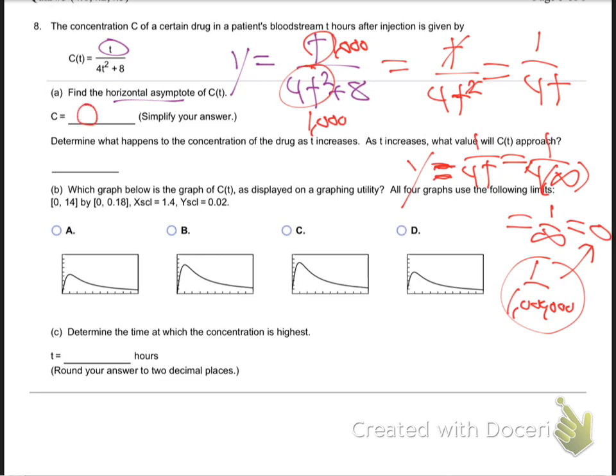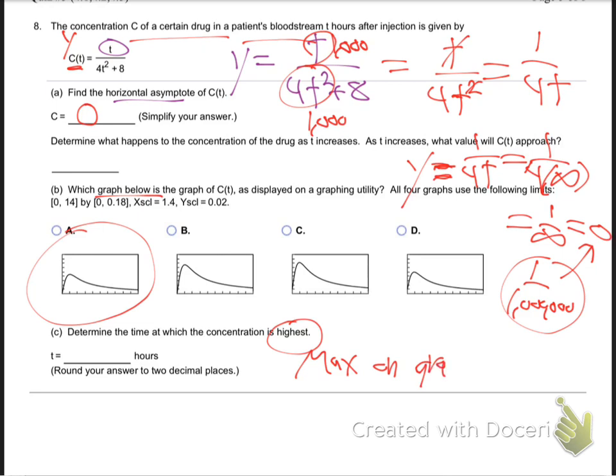C is my y, right? I called it y, but it's C. C is 0. That means the concentration of the drug in the patient's bloodstream will flatten out to 0 over time. Part B, they want you to graph it on your calculator. You'll find that this graph is right. And then part C, they want you to find highest. That is maximum. So on your graphing calculator, do maximum. You'll find T is at 1.41. It'll be the X value, which is the same as the time. It's right there.